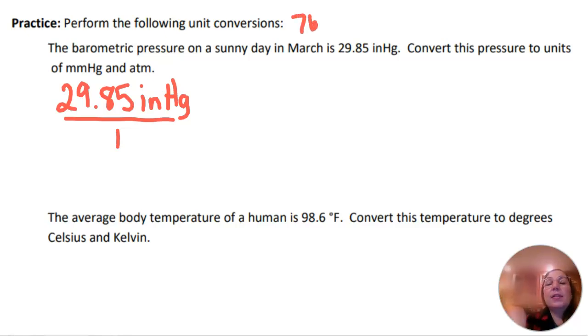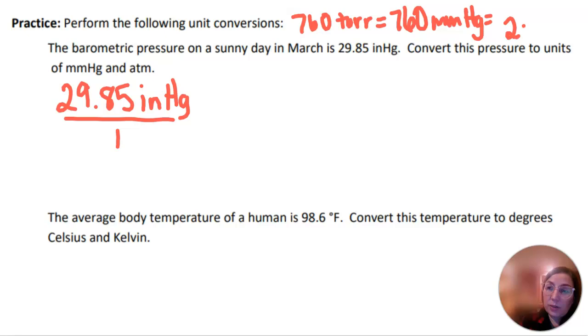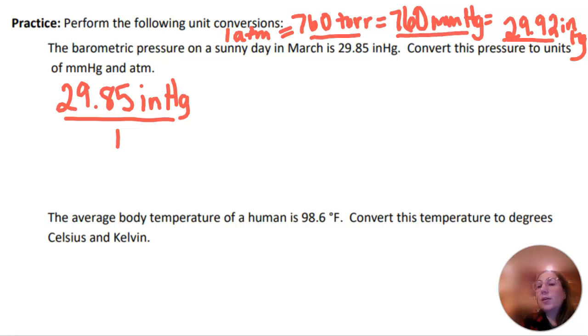Let's write 760 torr is the same as 760 millimeters of mercury, and it's actually the same as 29.92 inches of mercury. By the way, all those are also equal to 1 ATM. You can see why I like that better. It's so simple. But an ATM is the same as 760 torr, 760 millimeters of mercury, and 29.92 inches of mercury. Okay, so that's going to be our conversion of the moment.